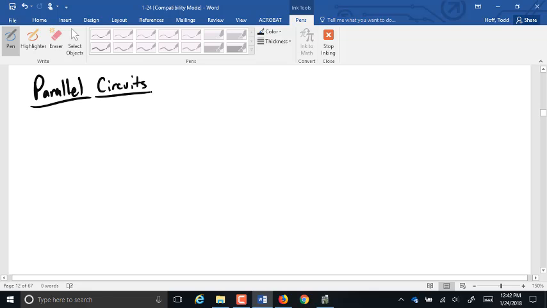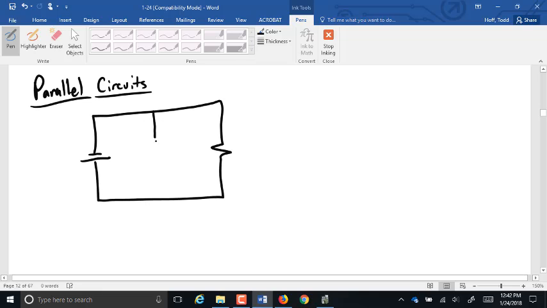Parallel circuits. In the series circuit, the current had to be the same everywhere, and it was the voltage that got divided. In a parallel circuit, what stays the same? Voltage stays the same. What gets divided? Current.